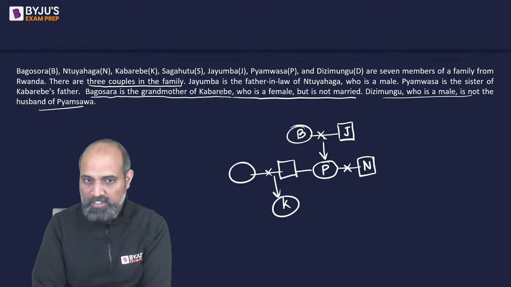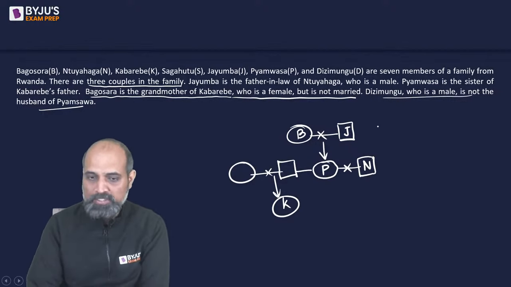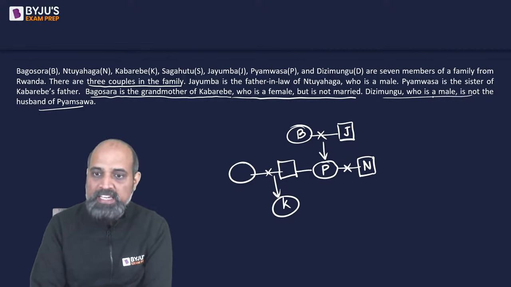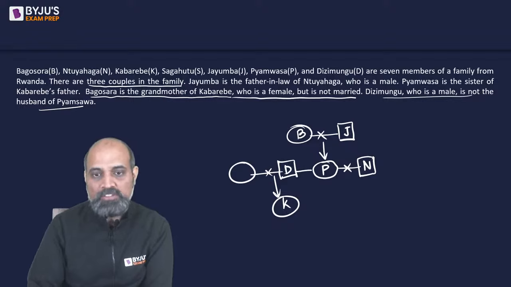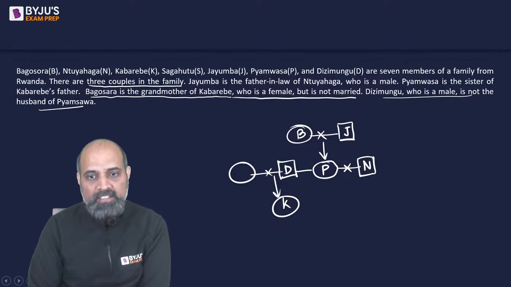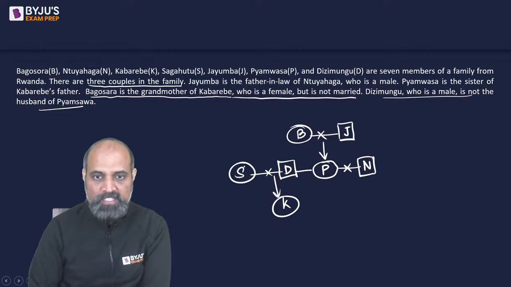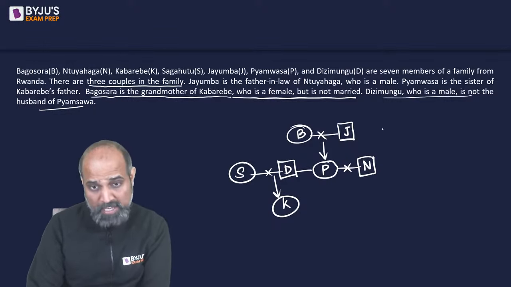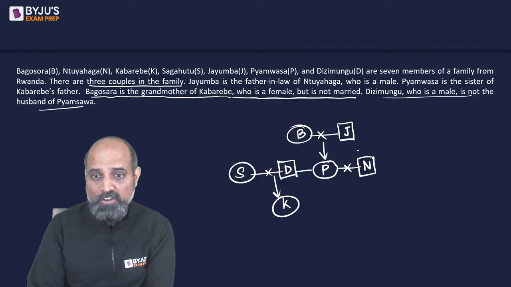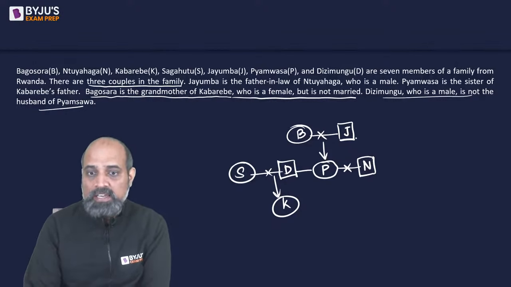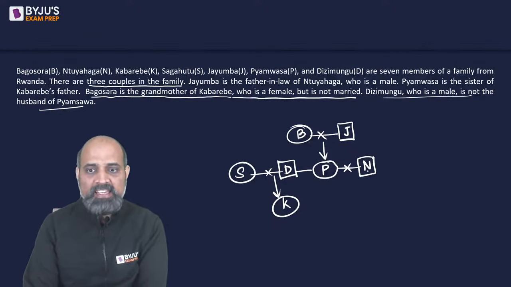B is the grandmother of K, who is female but is not married. D, who is a male, is not the husband of P. That means D has to be this. And there is only one letter left, which is S, such that there are three couples in the family. J is the father-in-law of N. Yes. And N is male.